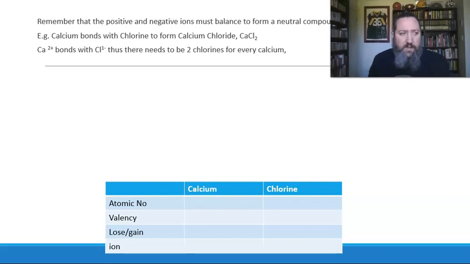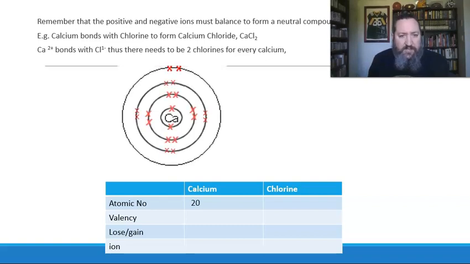So we start with calcium. Looking at your periodic table, you'll see it has an atomic number of 20. So I'm going to fill in those electrons there on an electron dot diagram. 2 in the middle, 2 layers of 8, and then 2 on the outside, which gives us a valency of 2 in that outer shell. Because that number is pretty small, it's going to be easier to lose those electrons, so calcium will lose both of those and form a Ca2+ ion.